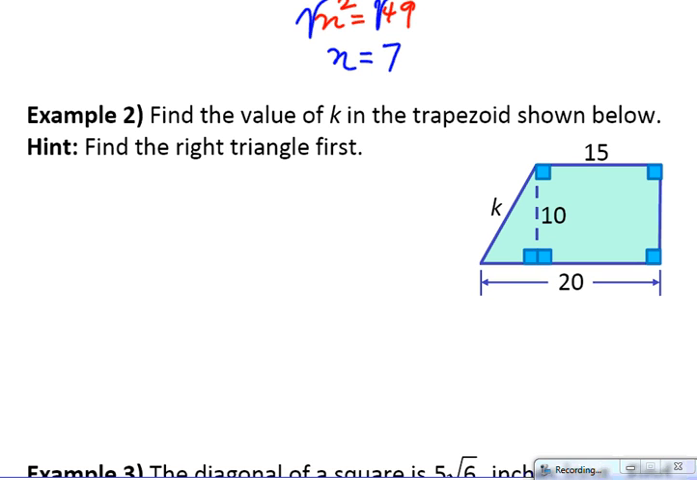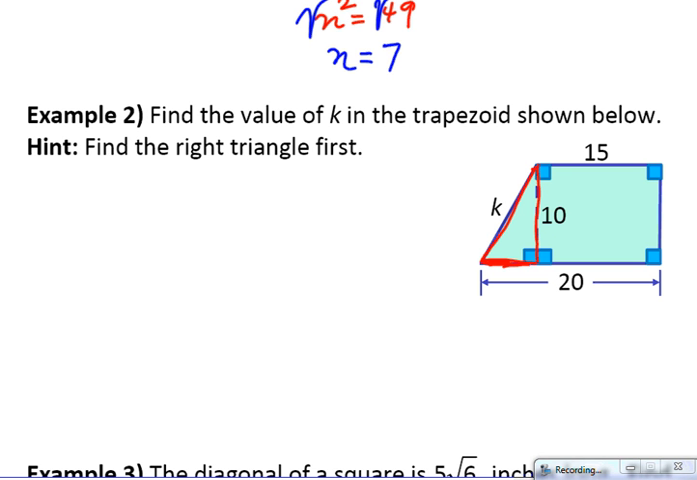All right, so let's use it in a little bit different figure. So here we have a trapezoid, and we're going to be looking for the value of k. So we need to come up with a plan for getting what k is. So you can see that it's actually part of a right triangle. So here's my right triangle here. You can see the right angle in there.